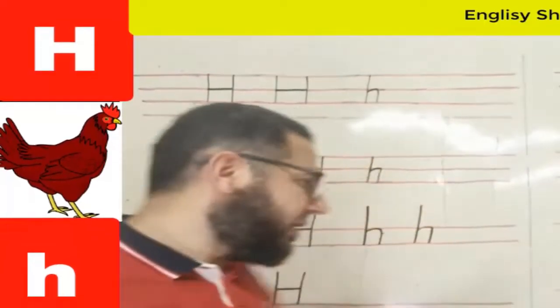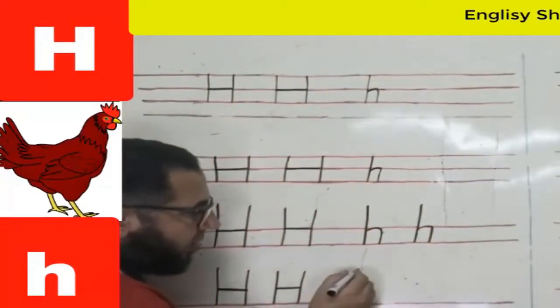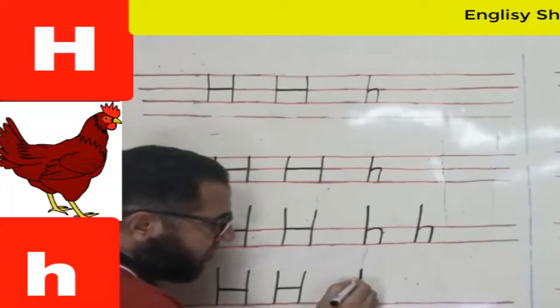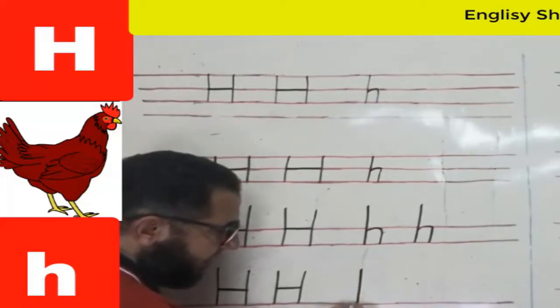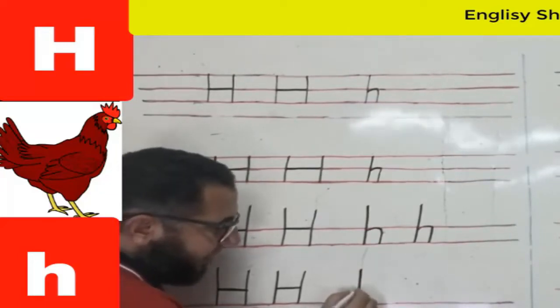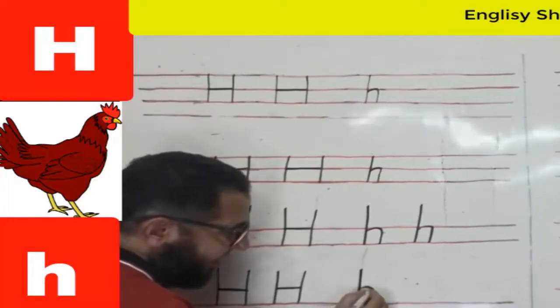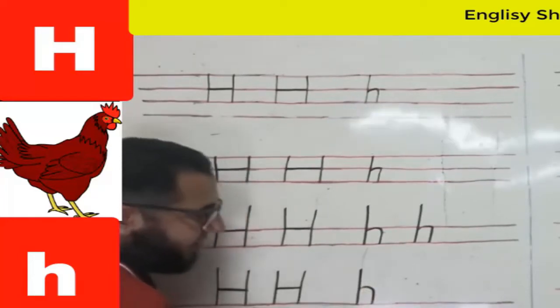And if there is only one line, the H small must be above it. It's on this line. Let's see. I'll go from the top to this line. From the middle, I'll make a curved line like that, go down straight like that.